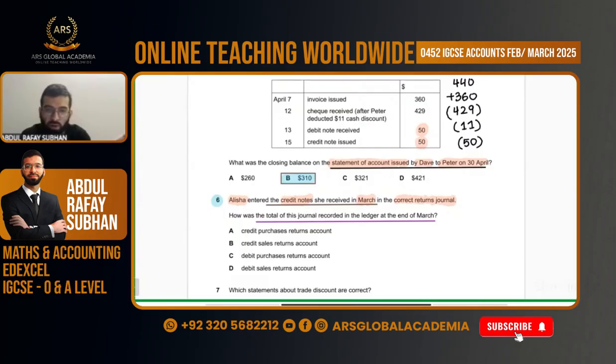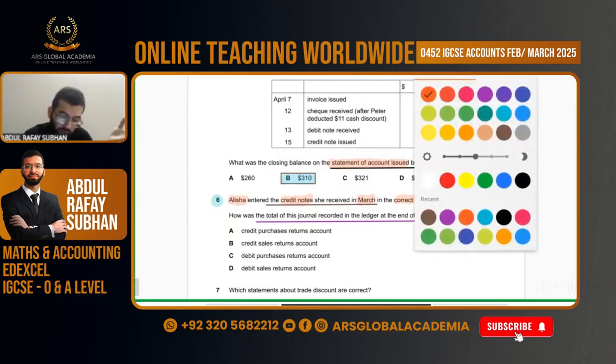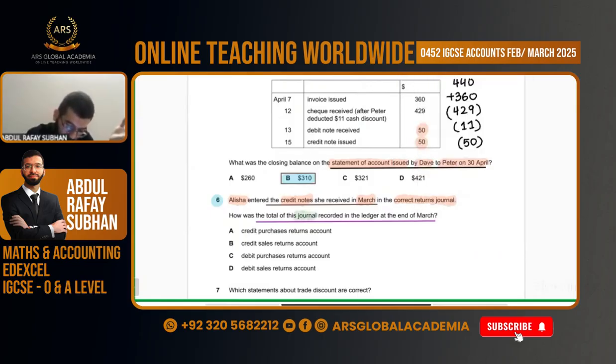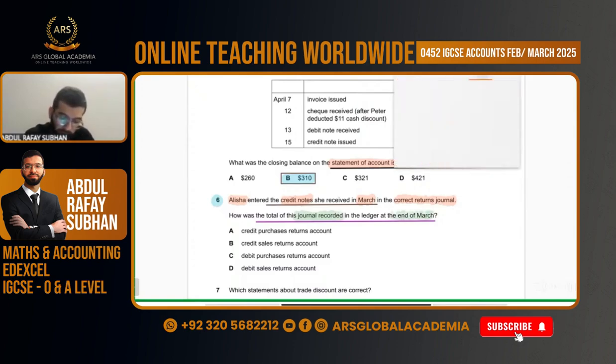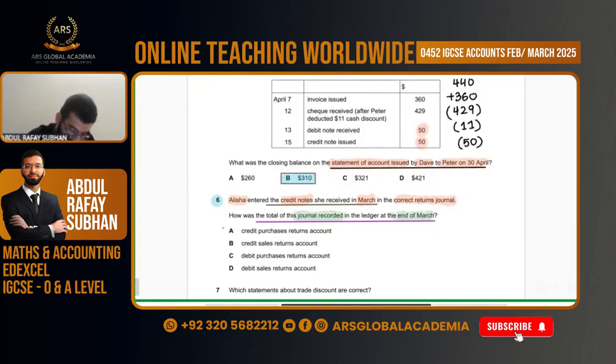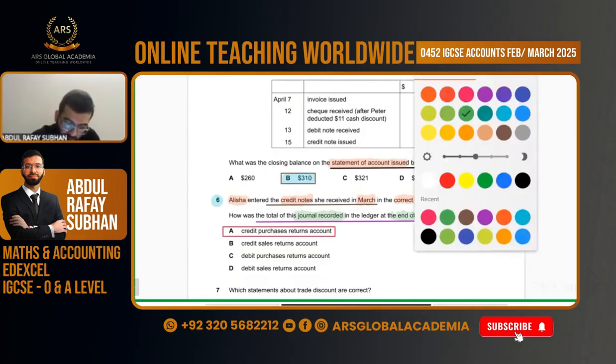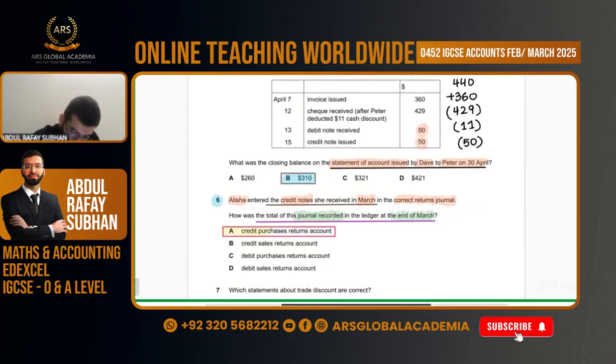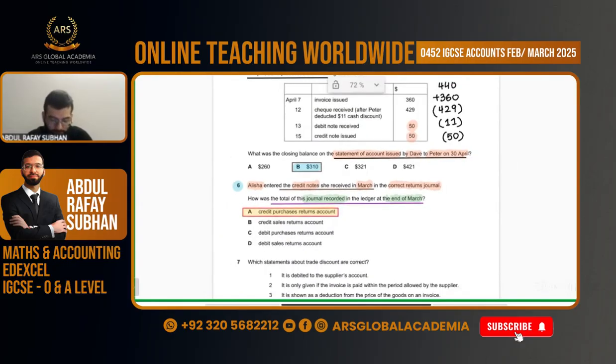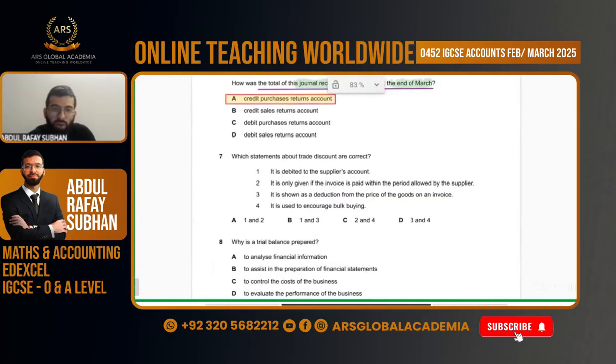It's definitely returns. This is a direct question about understanding credit notes. This paper talks a lot about credit notes, and that's a good thing, as the concept should be strong. We have the credit note definition: a credit note is always the returning of goods. So Alicia, since she has received that credit note, is going to credit the purchase returns account. Okay. Then we have another question.